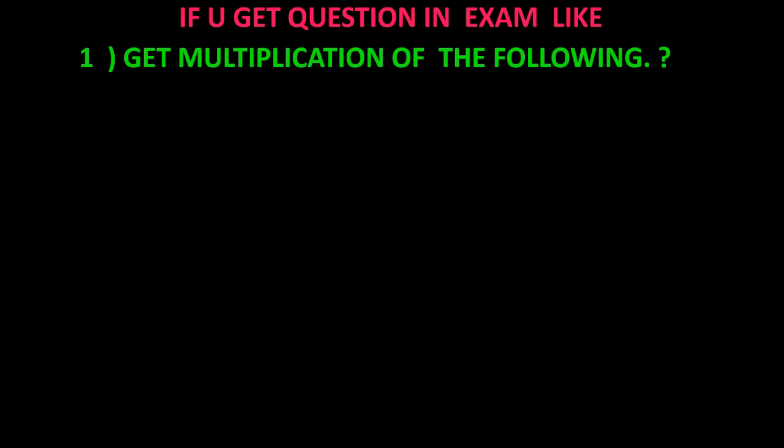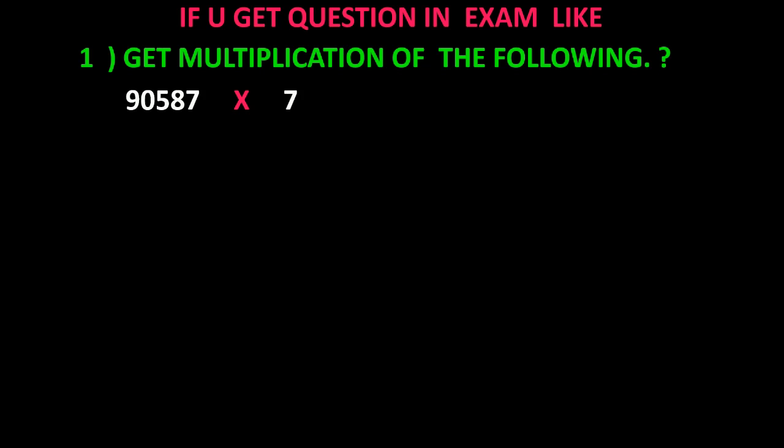Let's see if you get this question in the exam: get the multiplication of the following numbers, 90587 into 7. So what will you do? You will use the same method. First multiply 7 with 7, then 7 with 8, then 7 with 5, then 7 with 0, like this. That will take so much time. So we have a trick for that.